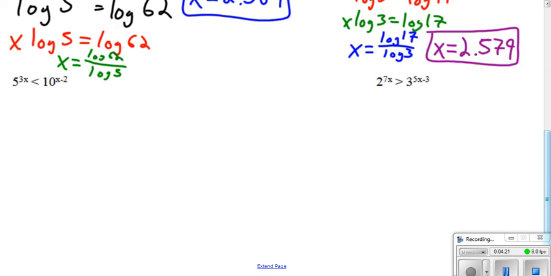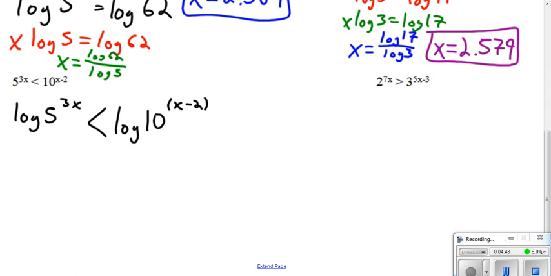So if we are doing the same thing, but instead of equations, we have inequalities. Same exact thing is going to happen, except we just have to remember to flip the sign if we ever multiply or divide by a negative. That's really the only thing that's going to change. So first step, take the log of both sides. Log of 5 to the 3x less than log of 10 to the x minus 2. I'm putting it in parentheses just so I remember that it's that whole thing. It's log of 10 to the power of x minus 2.